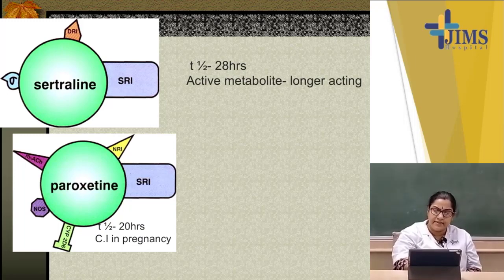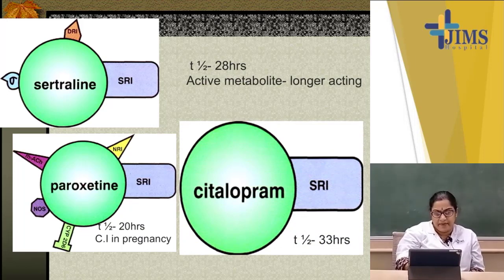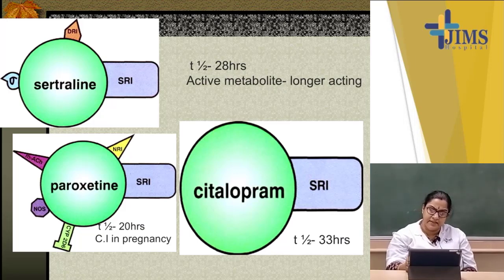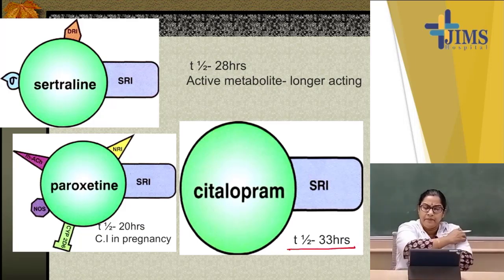Paroxetine, it is not used in pregnancy, so it is contraindicated, and the half-life is 20 hours. It has both actions, as a serotonin reuptake inhibitor as well as a norepinephrine reuptake inhibitor. Citalopram, its half-life is 33 hours, that is the longest half-life, and it is a serotonin reuptake inhibitor.